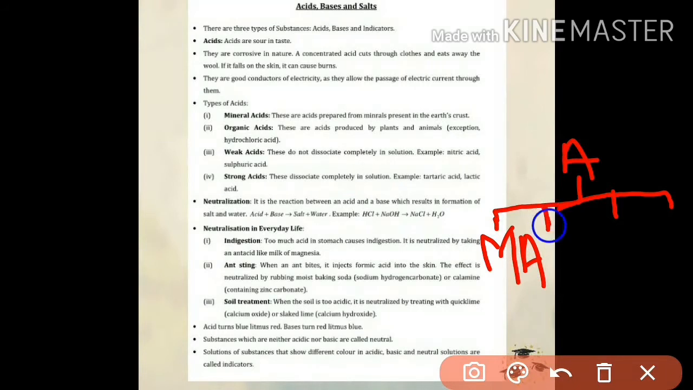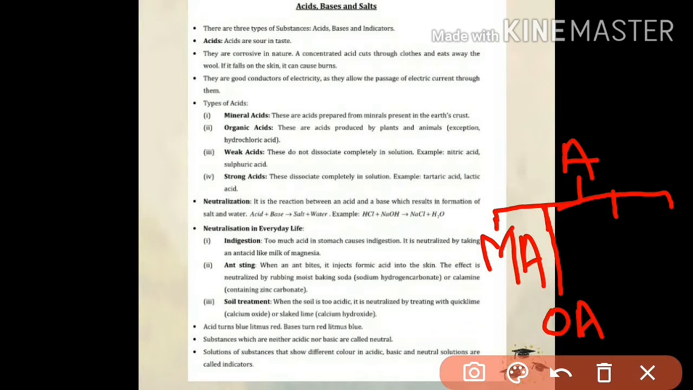The second type of acid is known as organic acid. I am referring to organic acid here as OA. So what is organic acid? These are acids produced by plants and animals. Exception: hydrochloric acid. It means there is an exception that hydrochloric acid is also referred to as organic acid, but it is not produced from plants or animals.